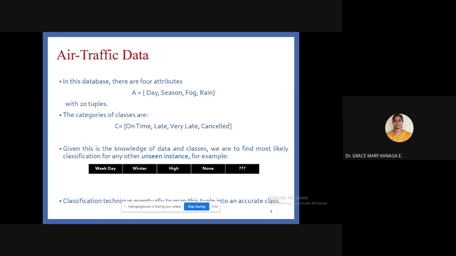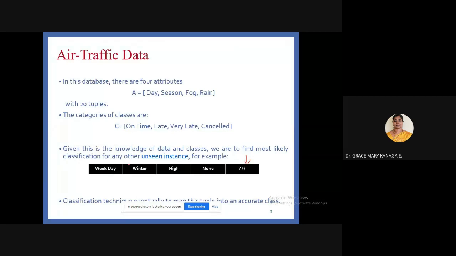Given this knowledge of the data and classes, we are to find the most likely classification for any other unseen instance. For example, I say it's a weekday, winter season, fog is high, there is no rain. In that case I should predict the class, whether the flight will arrive on time or late or very late or will be cancelled. So this has to be predicted.